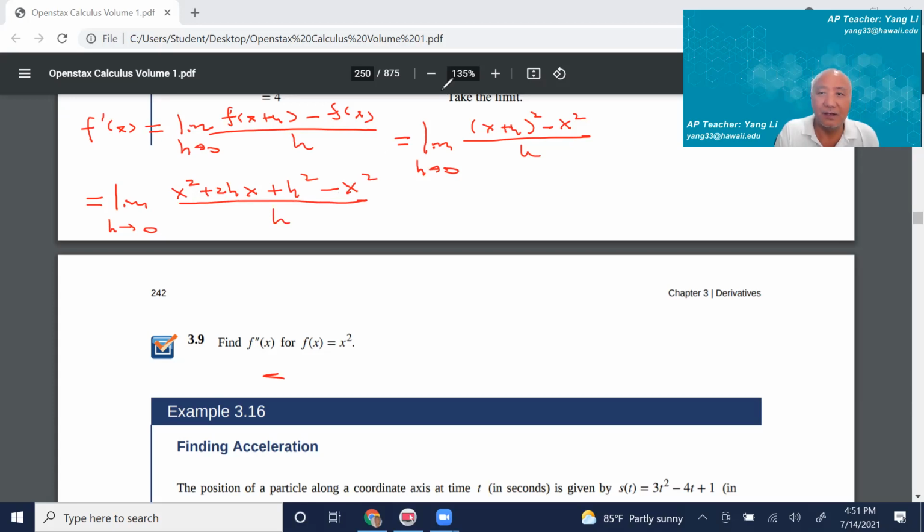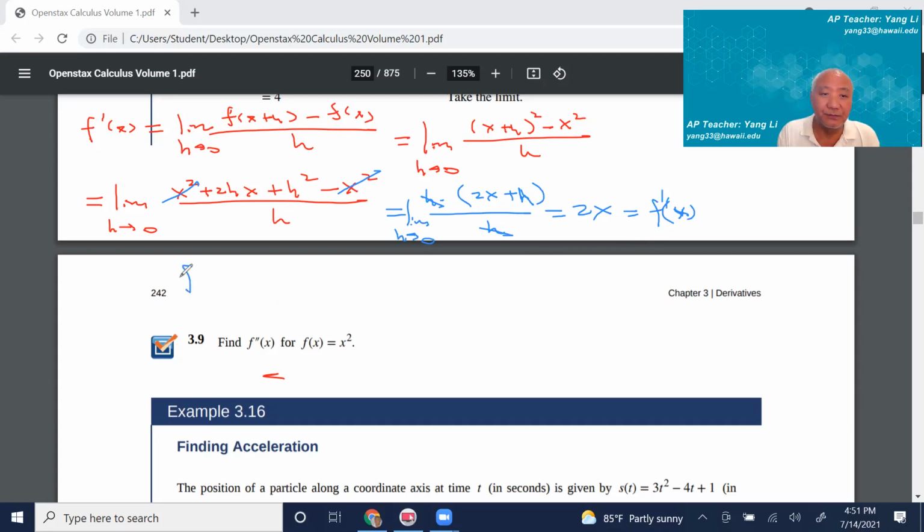And then you can do this one here. You can cancel this with this, right? And you can factor h out. So after you factor h out, you're gonna have 2x plus h over h. But you still put the limit here, h approaches 0. You see this will cancel. When h approaches 0, this is just 2x. We find the derivative now. This is f derivative of x, right?